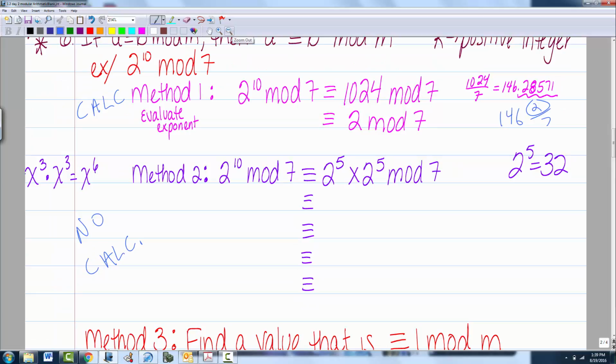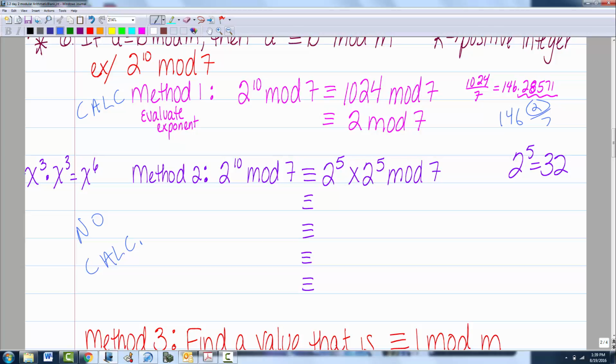The sum rule: when you take x to the third times x to the third, you add the exponents, right? So I'm going to break 2 to the 10th. I guess you have options. You could say 2 to the 6th and 2 to the 4th. You're making yourself difficult, though. Why not 2 to the 5th twice, so you only have to do one evaluation?